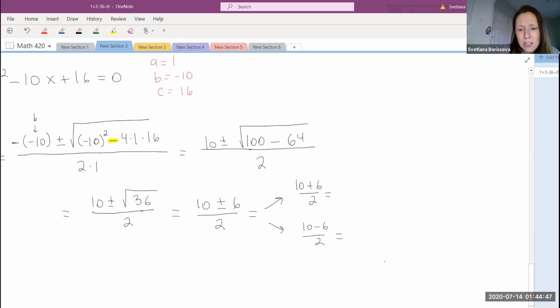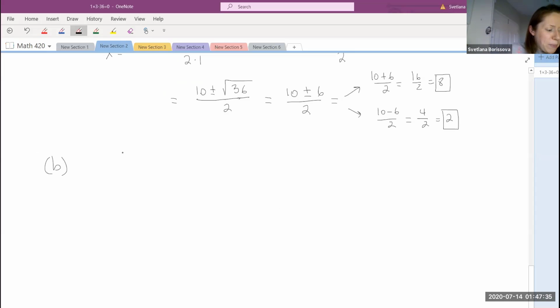So 10 plus 6 is 16 over 2, and that is 8. And then 10 minus 6 is 4 over 2. That is 2. It's also common to end up with fractions here. So I got a super nice example, but it's also possible that at the end the fractions will not simplify, so they don't divide completely, and you will end up with fractions, which is totally fine. So just go with the flow here, just be careful. Okay, but we'll go a little bit quicker.